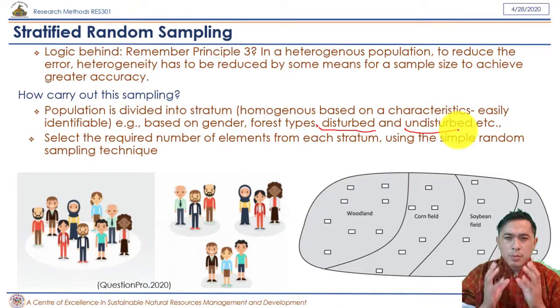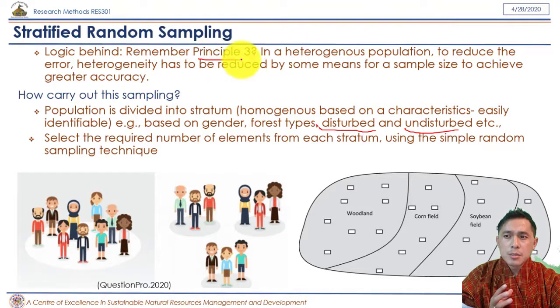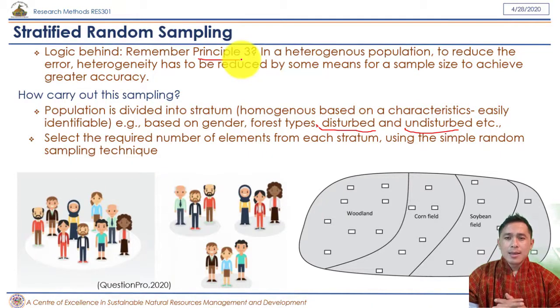So if you remember principle number 3 here, it says that the more diverse, the more heterogeneous the population is, the more sampling error or bias arises from our research. So to minimize this heterogeneity, we can always use strata to make the sampling error less, so that this heterogeneity can be addressed. The basic thing is that we want to reduce the diversity or variation in the population.